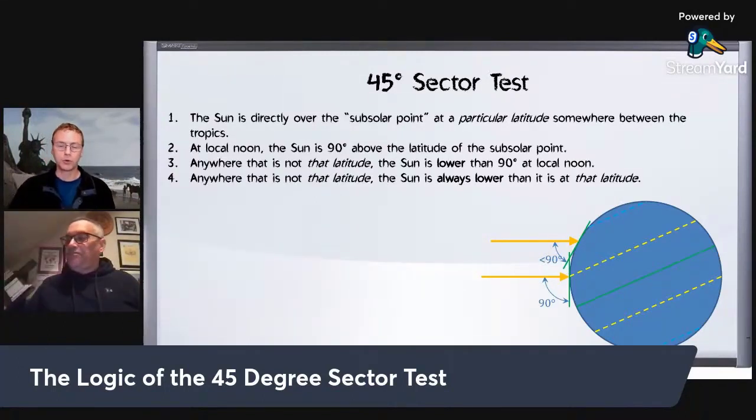Good point. Very good point. So if you're north of the northern tropic or south of the southern tropic, the sun will never get to 90 degrees. If you're in between there, then it's only at 90 degrees twice a year.